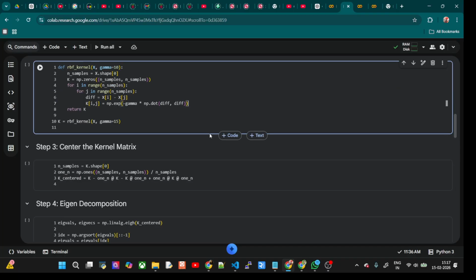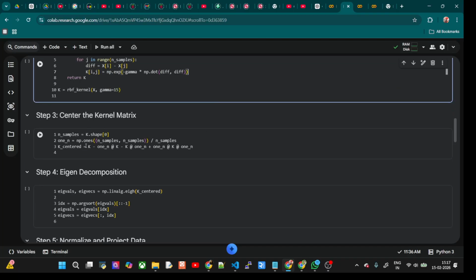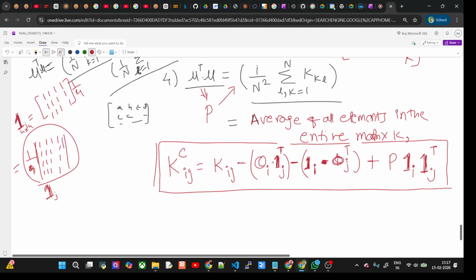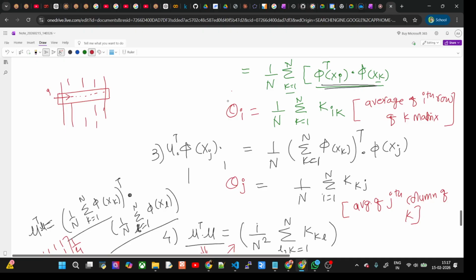Here, center the kernel. See, I am using this one, K minus that one, because you are doing the dot product here. So this K into this one. These are the dot products inside. So you are doing the dot product of one and this theta i. Theta i is this value, theta j is this value.